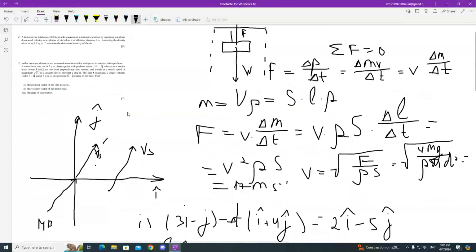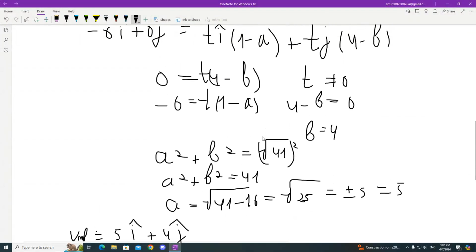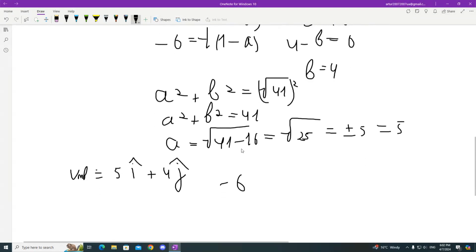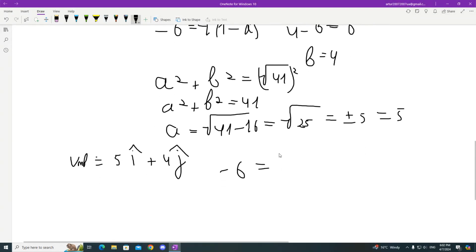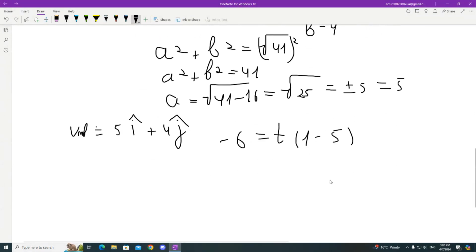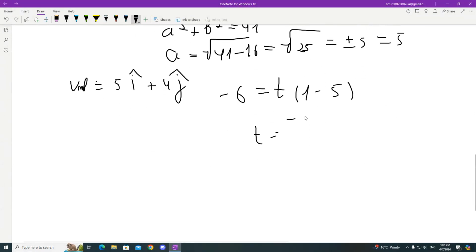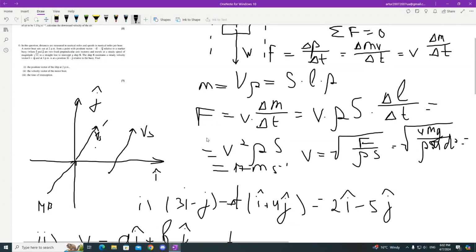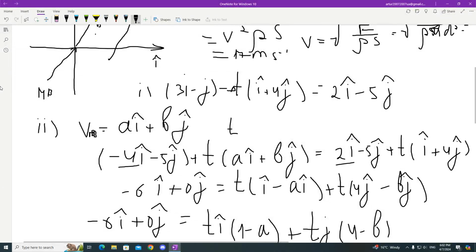So what now? We have the time. Now it's easier because we have the other expression. Let's use the expression for i. Minus 6 is equal to t(1 minus 5). So t is equal to minus 6 over minus 4. It's equal to 3/2, which is 1.5. So this means the ships will meet at 3:30. So that's it.